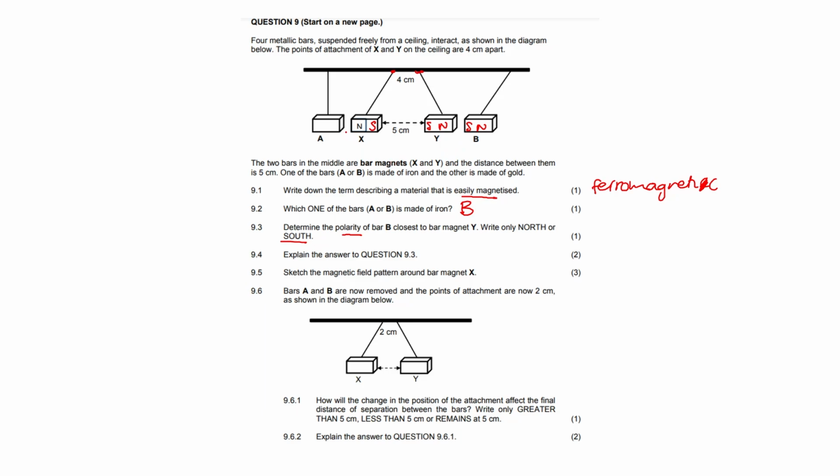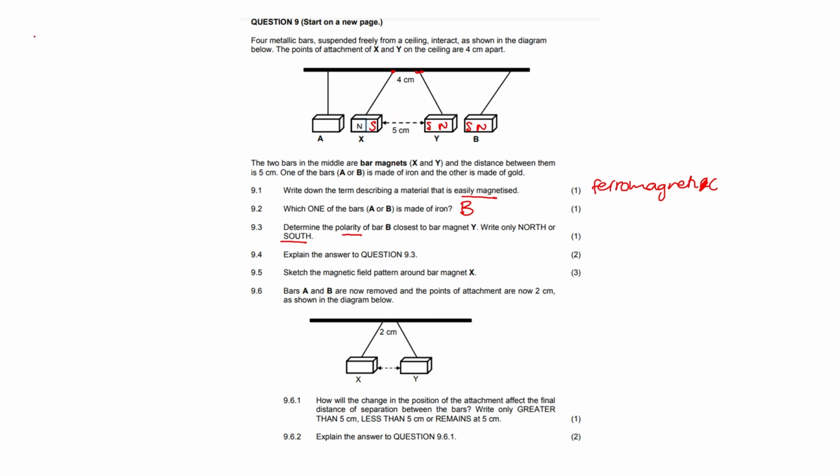So you can actually draw it for them and write down all these norths and souths, or you can tell them that magnet X repels Y, so that means magnet Y attracts B. But I think it would be easy to just write the north and south. It's more visual, but whichever you prefer.